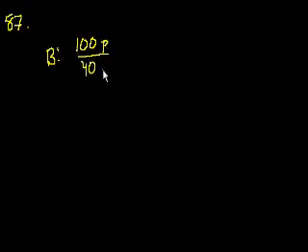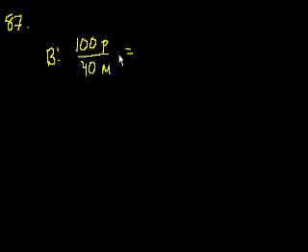We're on problem 87. Machine A produces parts twice as fast as machine B does. Let me just keep reading. Machine B produces 100 parts in 40 minutes. So B produces 100 parts in 40 minutes.